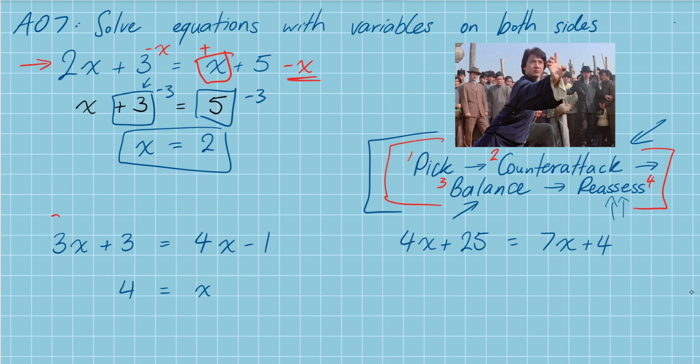X is 4, so 3 times 4 plus 3 equals 4 times 4 minus 1. So 3 times 4 is 12 plus 3, that's 15. 4 times 4 is 16 minus 1, and 16 minus 1 is 15 as well. So yeah, they are equal. Right, so we've got our answer correct.